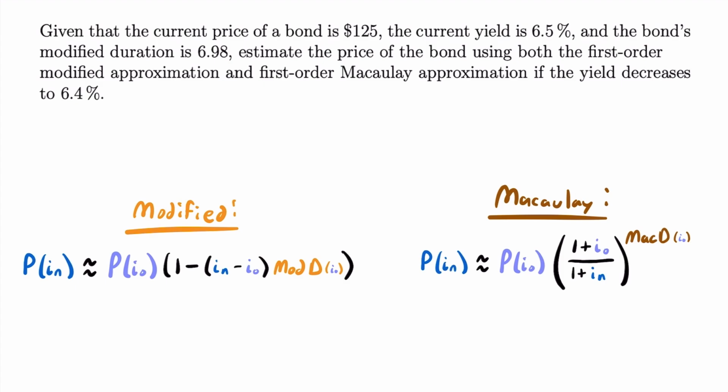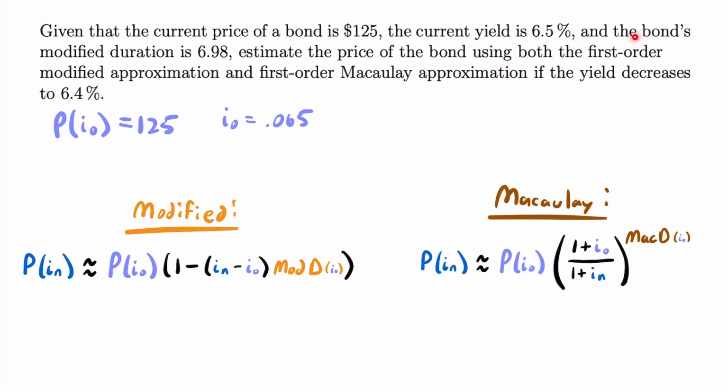Now let's actually use them, and before we can do that, we need to identify the different values given to us in this problem. So let's do that now. The first thing that we've been given is the current price of the bond. It's $125. So we know that the original price, or P of I naught, is equal to 125. We're then told that the current yield rate, or the current yield, is 6.5%. So that is I naught. I naught is equal to 0.065. That is 6.5% as a decimal.